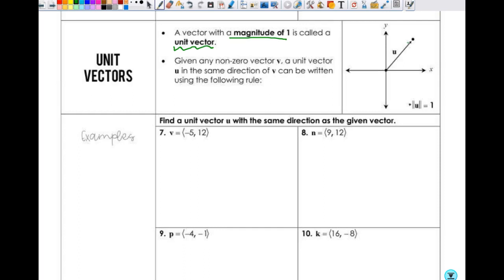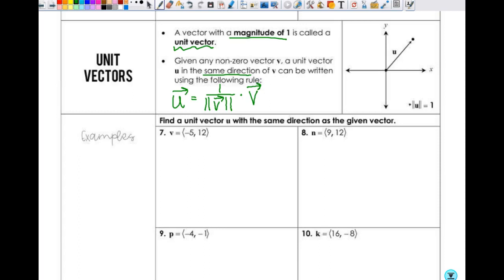It says, given any non-zero vector v, a unit vector u in the same direction of v can be written using the following rule. The unit vector is equal to 1 over the magnitude of vector v times vector v.